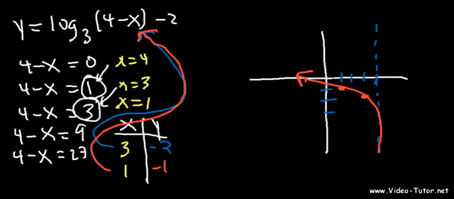So if we solve for x for this equation, it has to be negative 5. 4 minus negative 5 is 9.